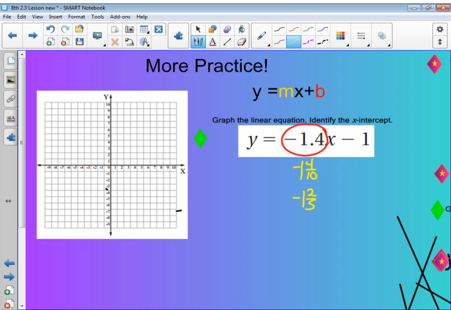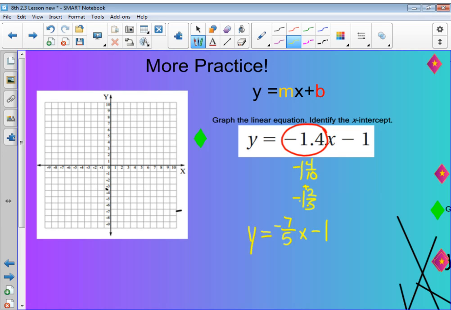Okay, so now I'm going to have to actually change that to its improper fraction. So remember how to do that as we go. 5 times 1 is 5, plus 2 is 7. So now I have y equals negative 7 over 5 x minus 1. So now we can go ahead and graph that.